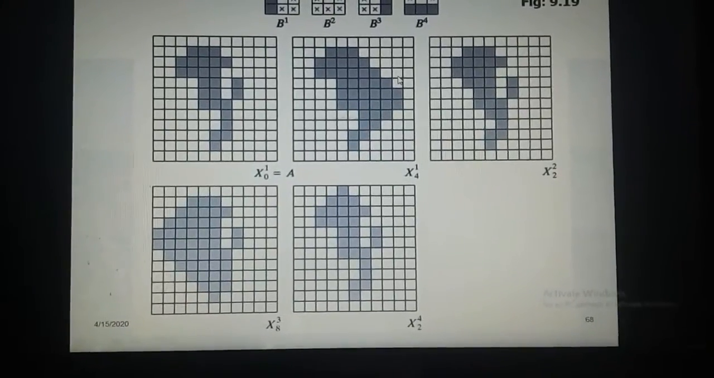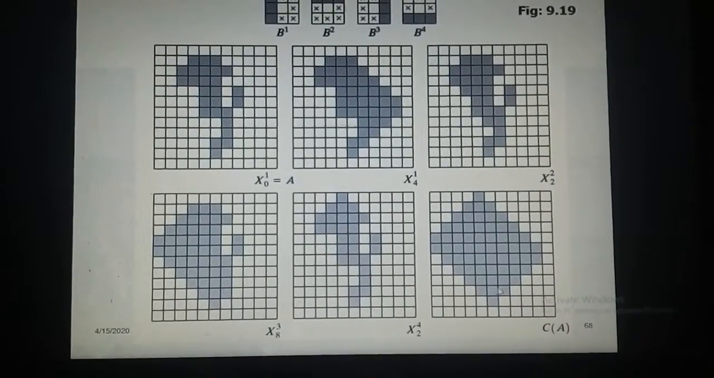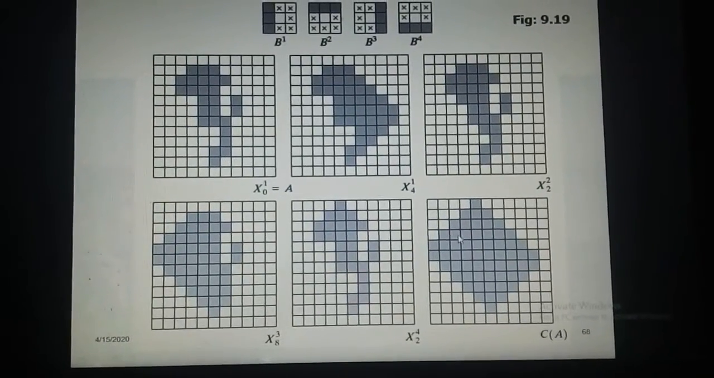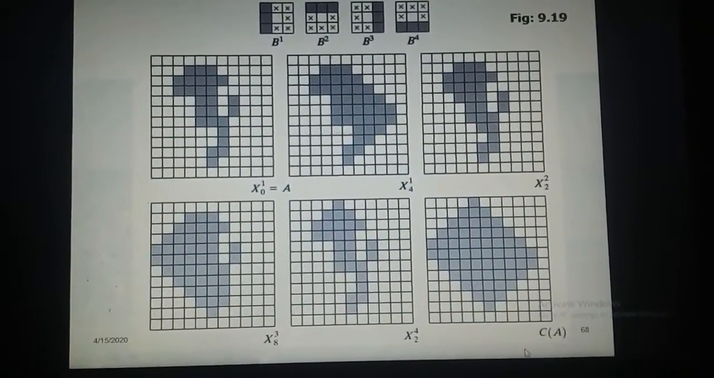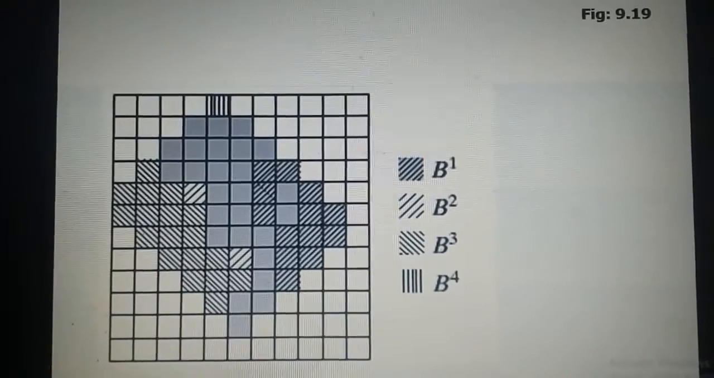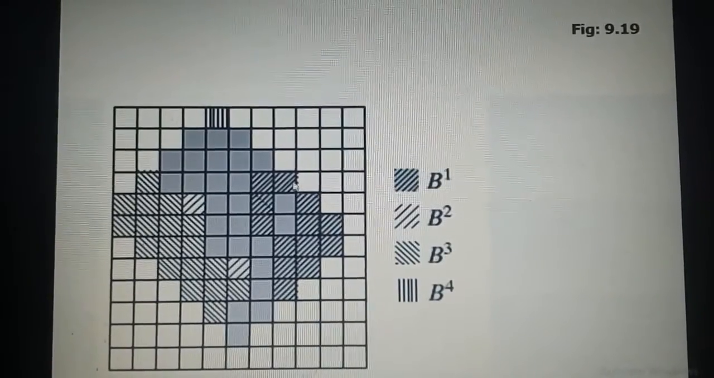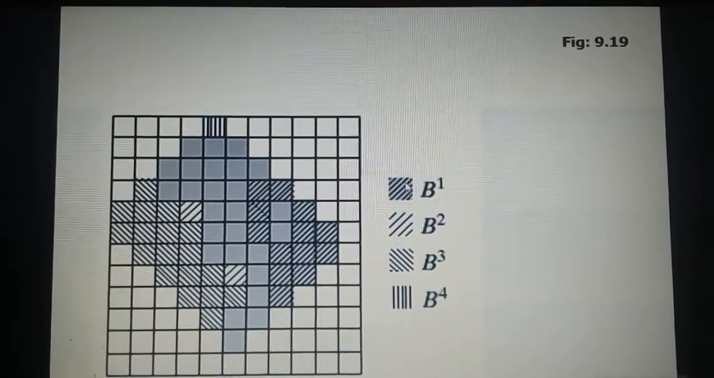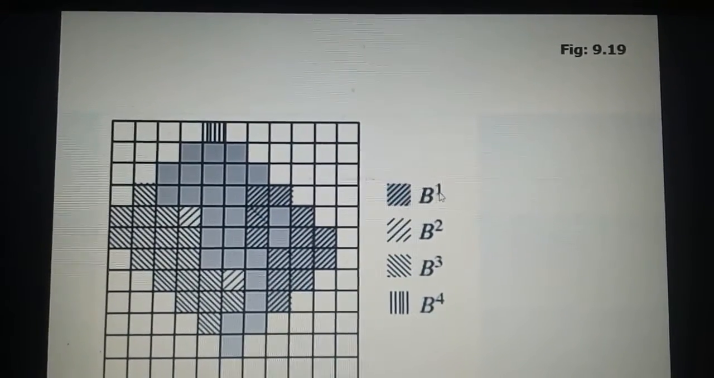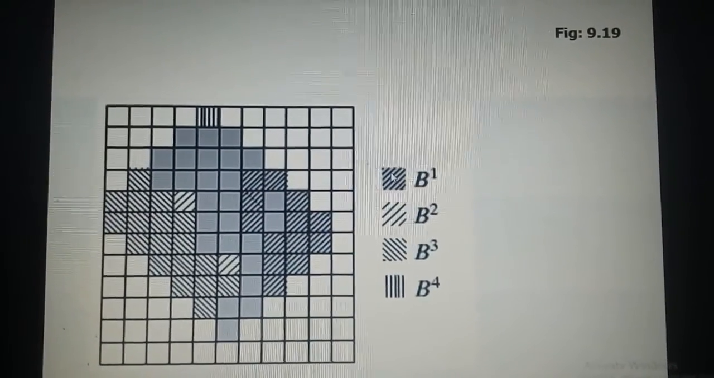So the final result would be a set like this. Now this is what we call the convex hull of A. This is the set A, and this is called the convex hull of set A, represented by C of A. The same convex hull here is shown by different shading regions, to identify the matching sets obtained for that particular structuring element. So this is the convex hull.